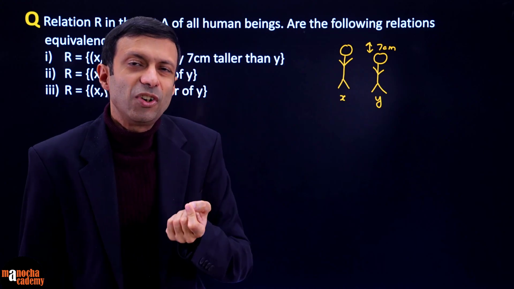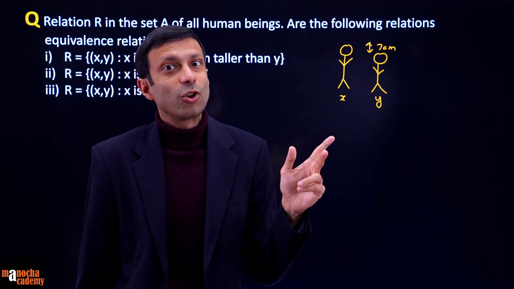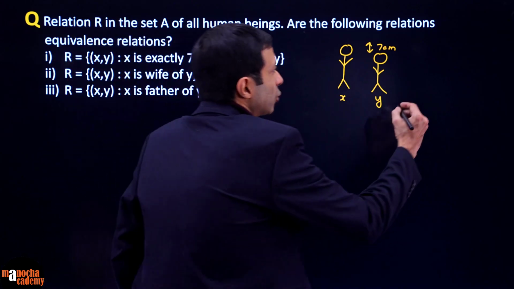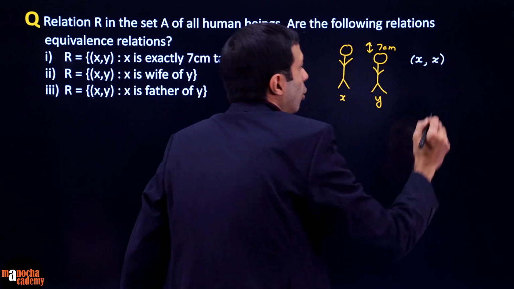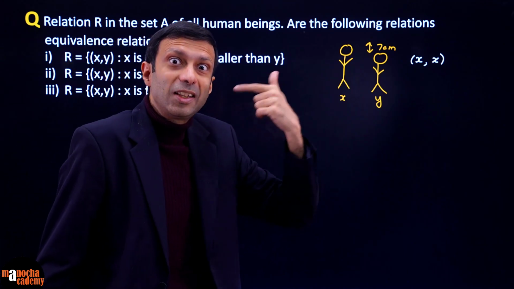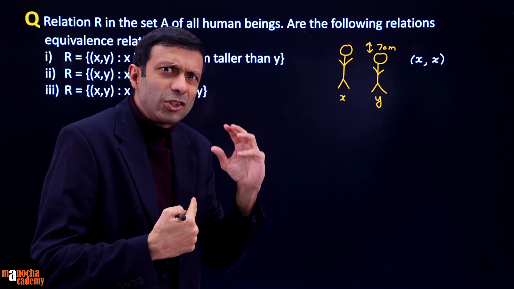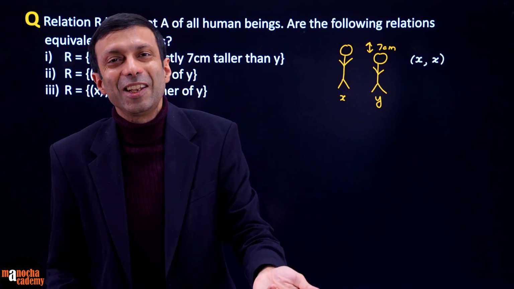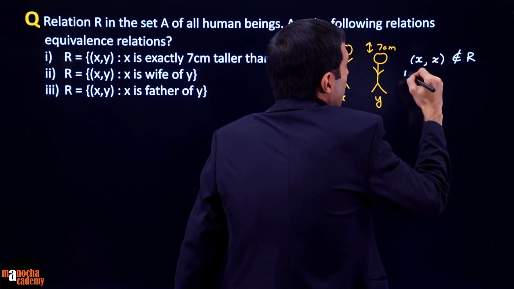Now the question is, is this relation reflexive? For reflexive, what do we have to show? A comma A belongs to the relation. So if you consider this person x here, x comma x, will it be part of the relation? That means, can a person be 7 centimeters taller than himself? Because x comma x means you're considering him with himself, the reflection. So will x comma x belong to the relation? No. How can you be 7 centimeters taller than yourself? So this is not part of the relation. So hence we can say not reflexive.